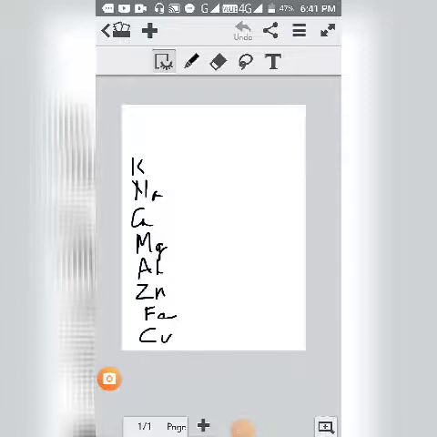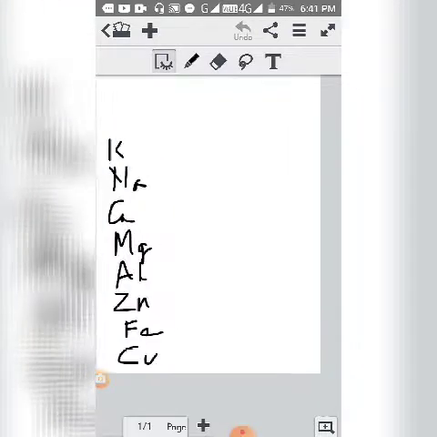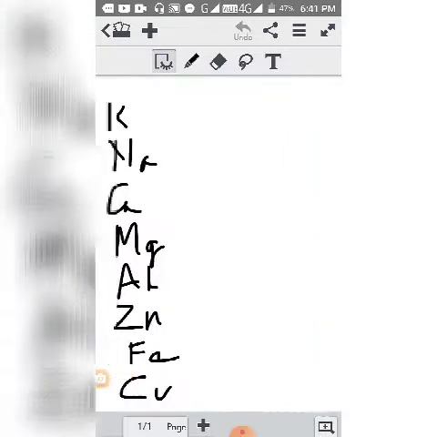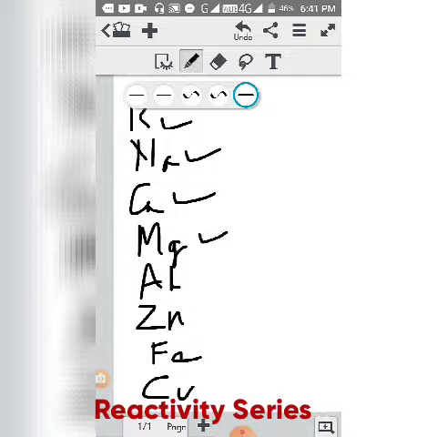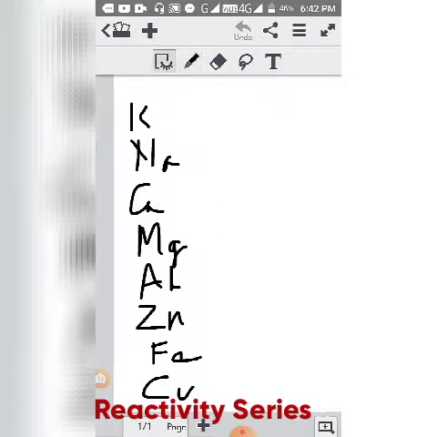Now children, here there is a reactivity series shown. You can see I have written some symbols. The first element which I have written at the top is potassium, sodium, calcium, magnesium, aluminium, zinc, iron and copper. These are different symbols of different metals. They have been arranged in decreasing order.